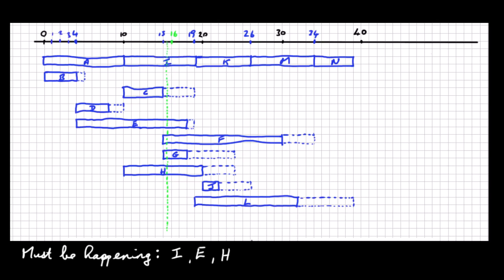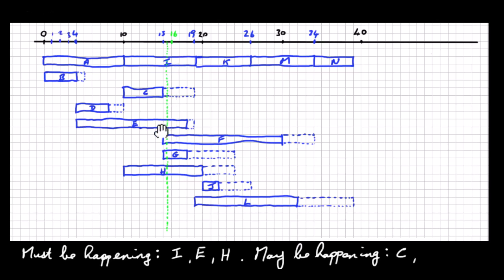Okay, so which then may be happening? So again, let's move down along here. Well, it's intersecting I. We've already done I. What about C? Well, C here, we can see that C could be happening during this period of time here. It can be pushed out here. So therefore, C may possibly be happening.